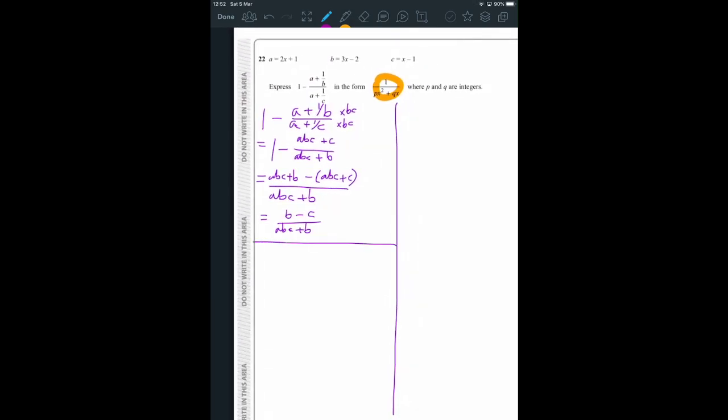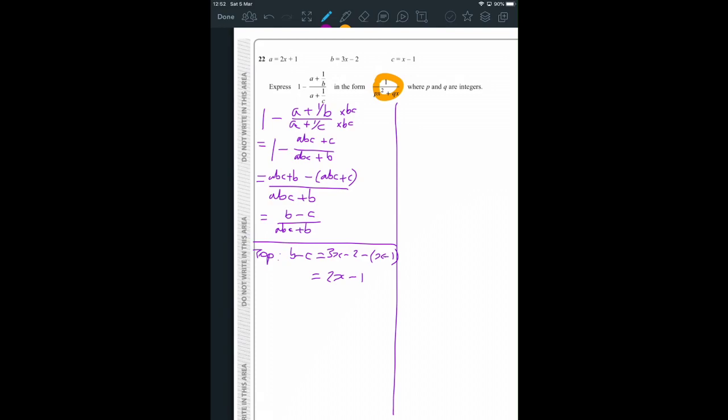So the numerator, the top, is b minus c. So that's 3x minus 2 subtract x minus 1, equals, and if I subtract there, 3x minus x, I've got minus 2 minus minus 1, so that's 3x plus 1. So that's minus 2 plus 1 gives us minus 1.